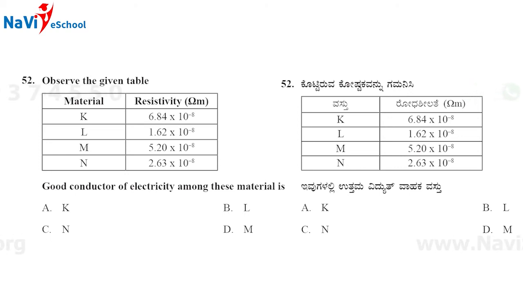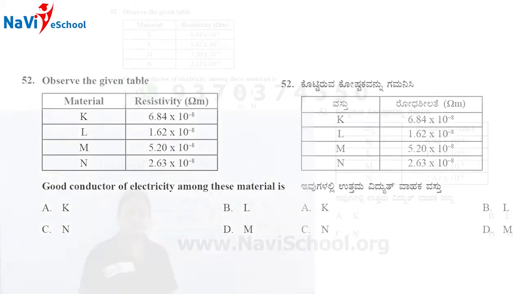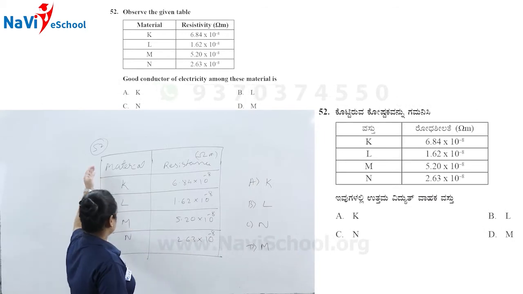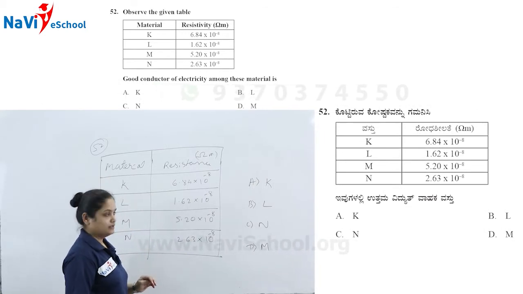So here children, concentrate on the resistivity. Resistance power, if it increases, then we cannot say that. So observing this table, the good conductor of electricity among these materials is option A, K, option B, L, option C, N, option D, M. In question number 52, they have given you a table.